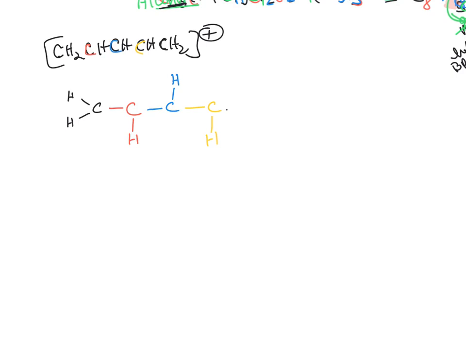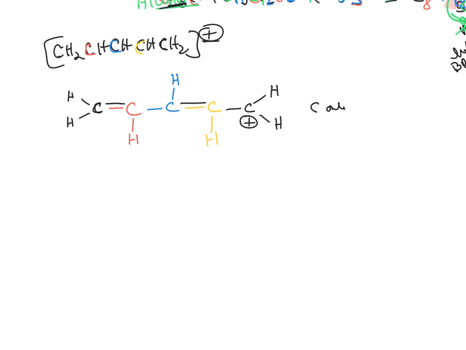Now we know that carbon likes four bonds, so we have one, two, three. If we put a double bond in there, now that carbon has one, two, three, four. This carbon has one, two, three, four. And this carbon, so one, two, three, four. This carbon has one, two, three. We put another double bond in there. Now we have one, two, three, four, one, two, three, four, one, two, three. Okay, one of them has a positive charge. So I'm going to put the positive charge there because that carbon only has three bonds.